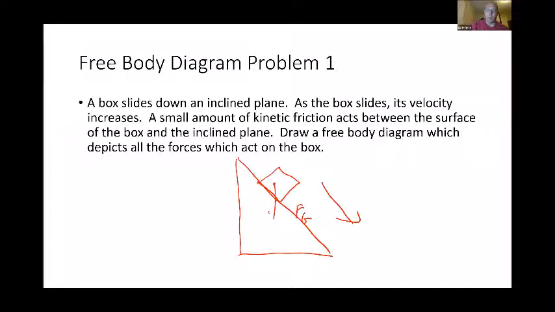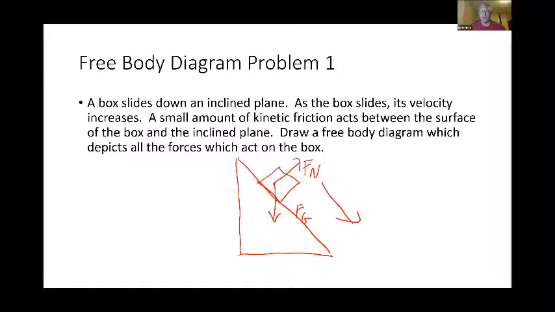So the other force that we have here is we do have a normal force. And remember that normal means perpendicular. The normal force is always perpendicular to the surface. So we need a force that's at a 90-degree angle between the box and the surface, something like that. And that's our F normal.